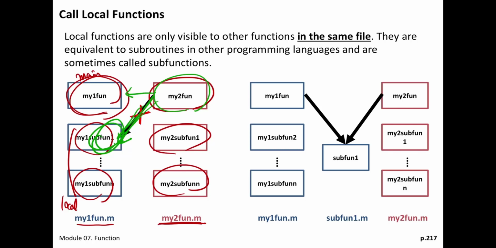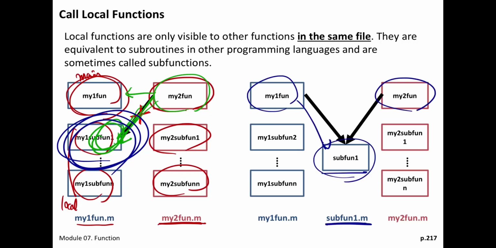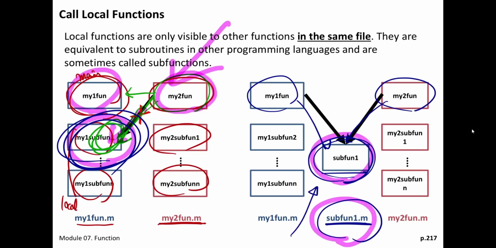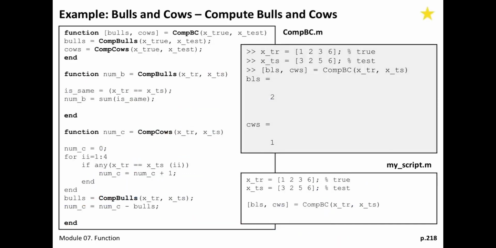So if you want to access this sub function like this, you need to store it as a file, and my function accesses this one. Then my two function can access this one as well, because subfunction 1 is stored as an individual file, an individual M file. Does this make sense? Can you see the difference?